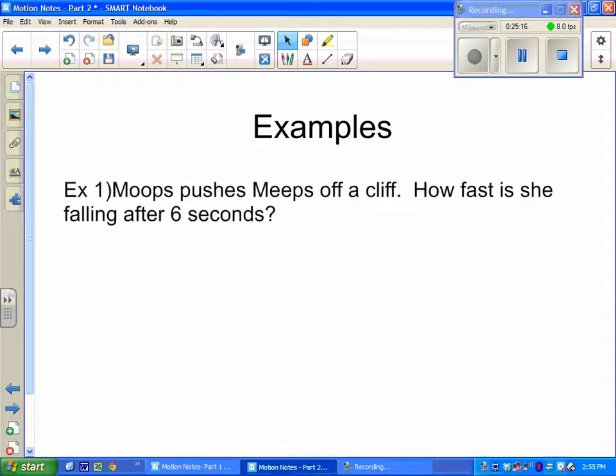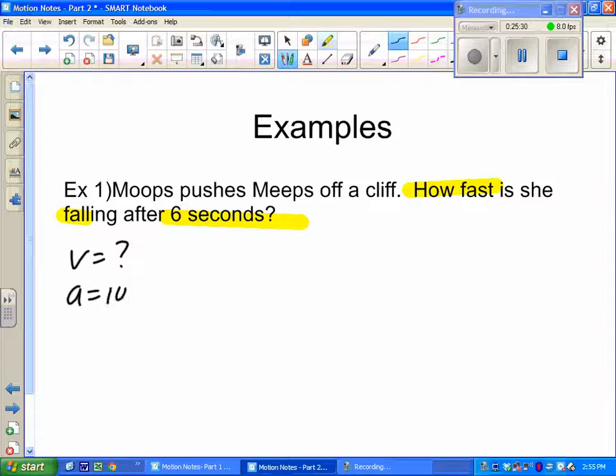Moops pushes Meeps off a cliff. How fast is she falling? How fast is she falling after 6 seconds? So how fast? If she's falling, I know A is 10, because that falling word told me that. And I have a time of 6 seconds.